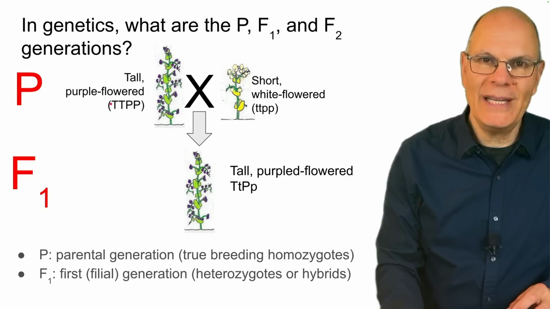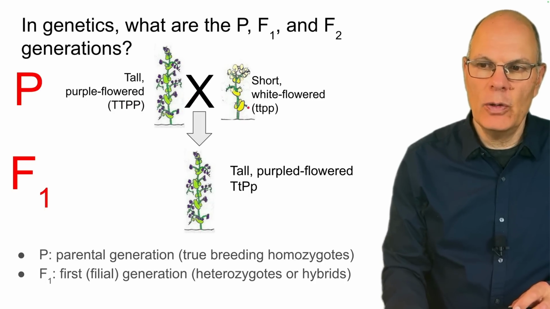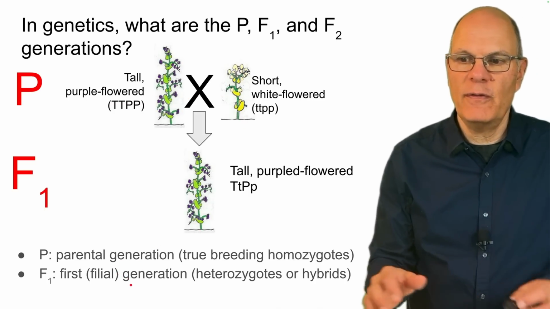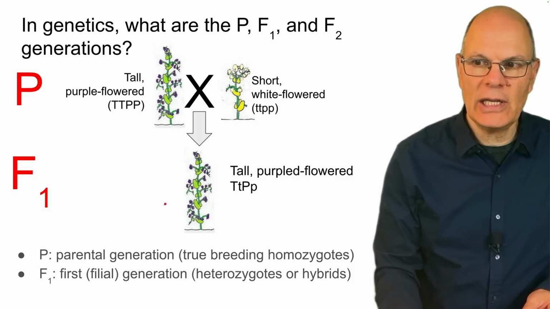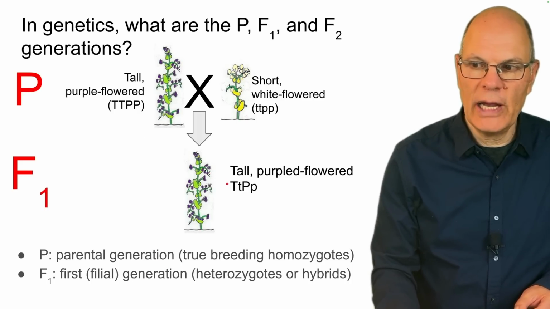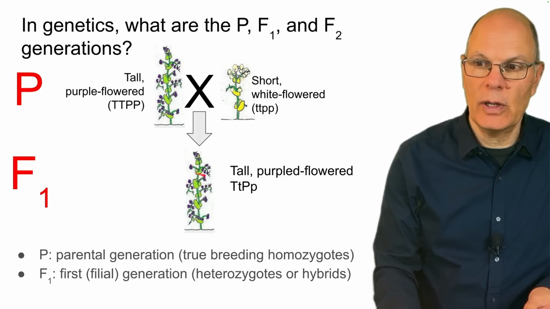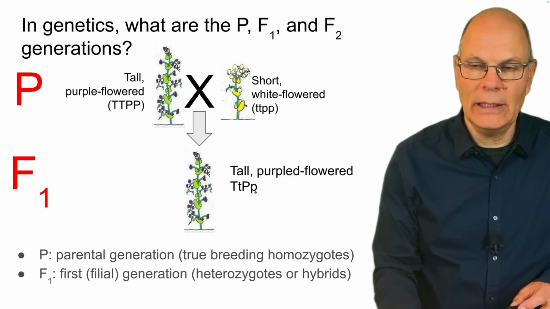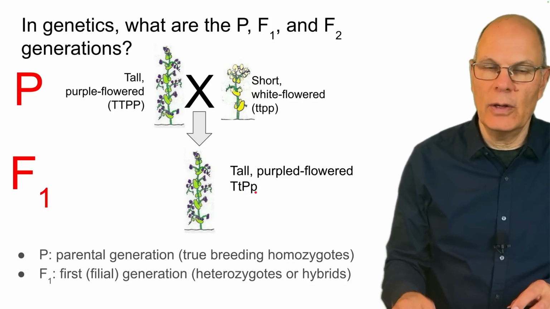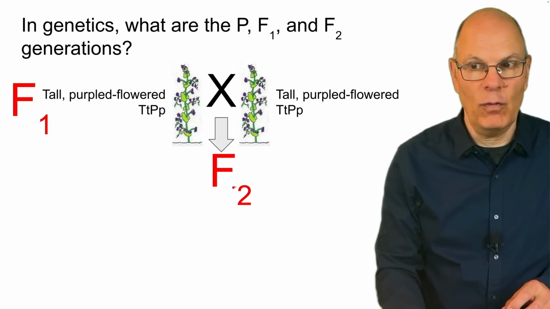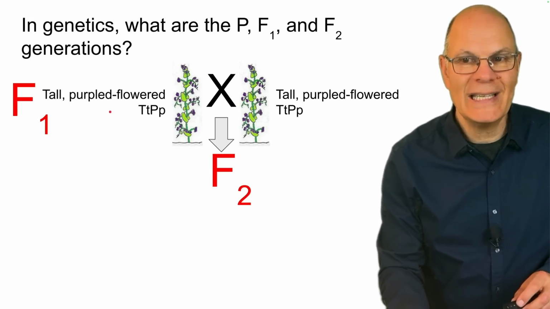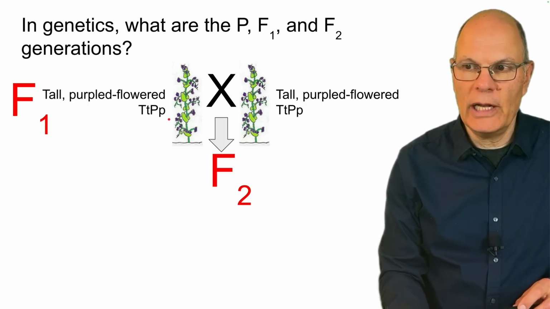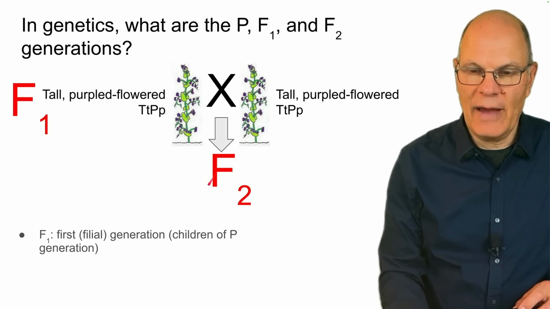When you breed the P generation together, those offspring are called F1s. It's the first filial generation. And in this case, they're heterozygotes. They're double heterozygotes because they're big T, little t, that's a heterozygote, and big P, little p, so double heterozygotes. Now, let's go from the F1s to the F2s. You breed together the F1 generation, these double heterozygotes, and you get the F2s.